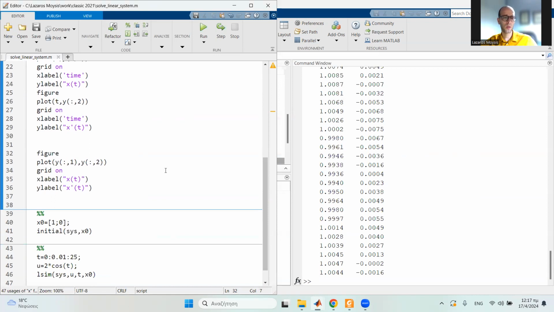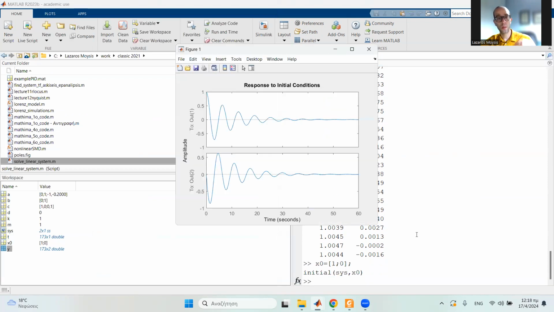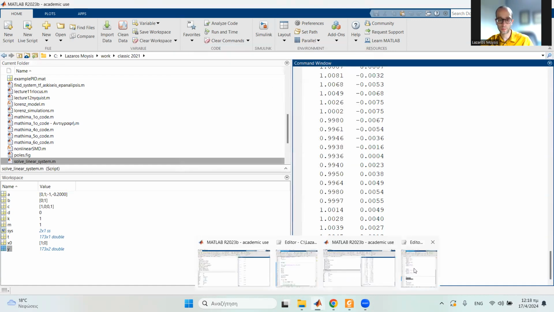So we saw impulse response and step response, but there are actually other possible responses. You can use initial. This is a command where you input the system and some initial vector, and Matlab plots the response for this specific initial condition. So we have no input, but this specific initial condition. It starts from 1, zero velocity, and you see that the system oscillates back and forth until it goes back into the equilibrium position.